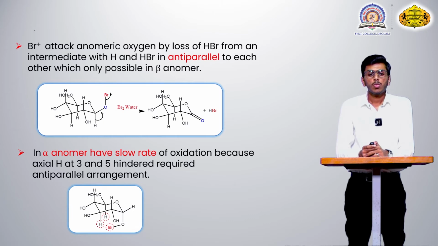Here one important point is that the bromine attacks the anomeric hydrogen, and with the loss of HBr from an intermediate, we get the product. But for that the H and Br should be in an anti-periplanar state, which is not possible in the case of the alpha anomer. Hence alpha anomers have a slow rate of oxidation, because the axial H at 3 and 5 hinders the required anti-periplanar arrangement for the oxidation.